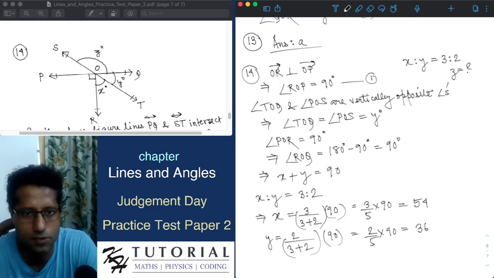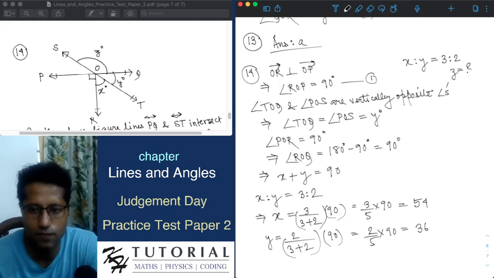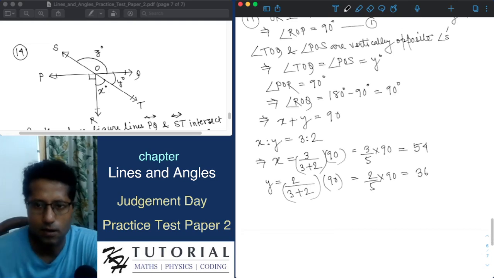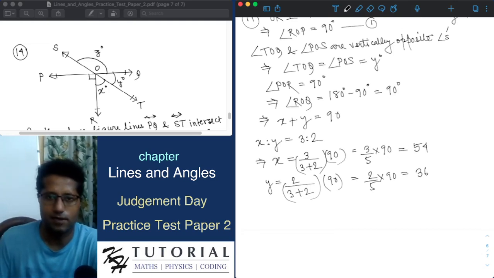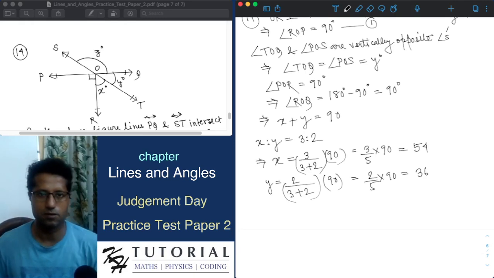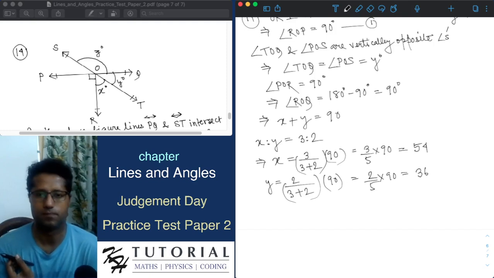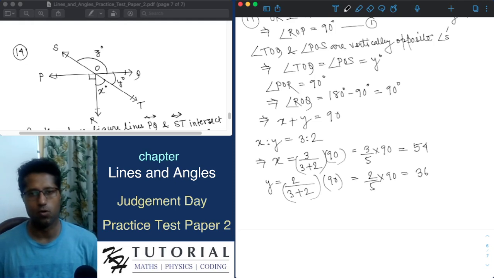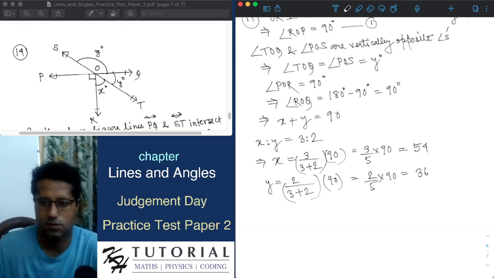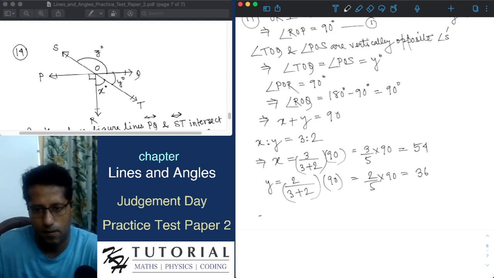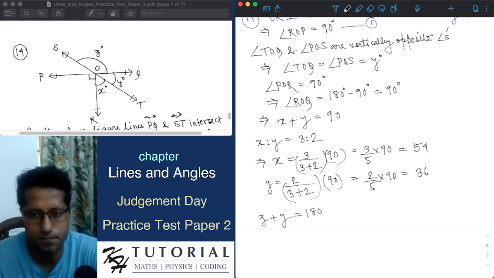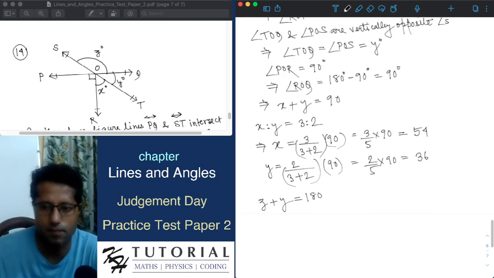It is asking about z. So we have found y is 36. Now also see that y and z are a linear pair of angles because the ray OQ is standing on the line SOT at the point O. So angle SOQ and angle QOT are a linear pair of angles. So this implies that z plus y should be equal to 180 degrees since they are a linear pair of angles.